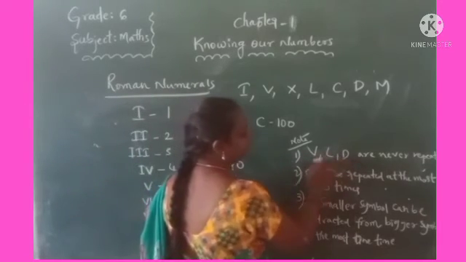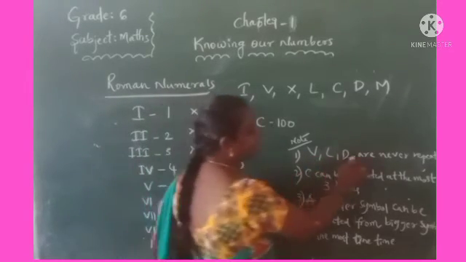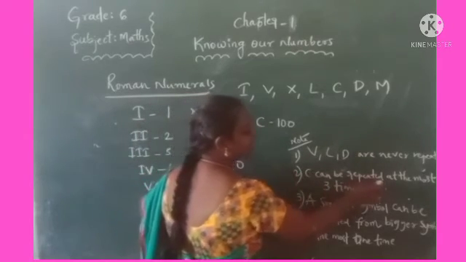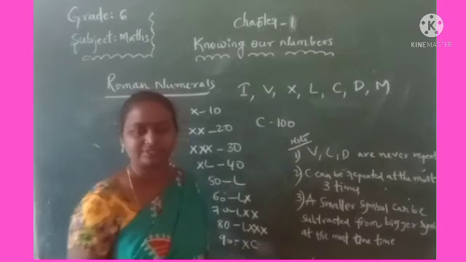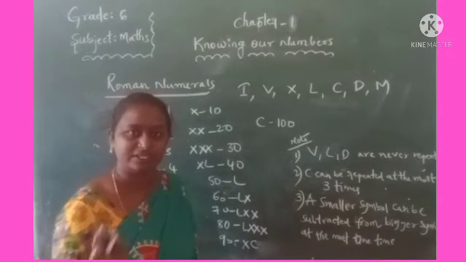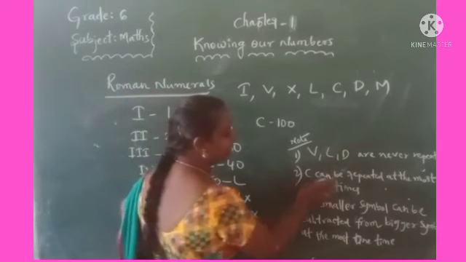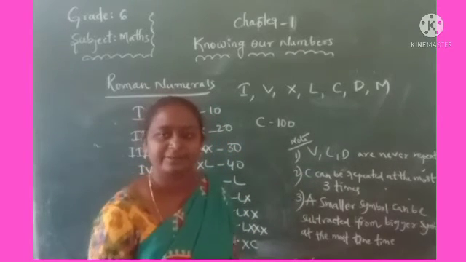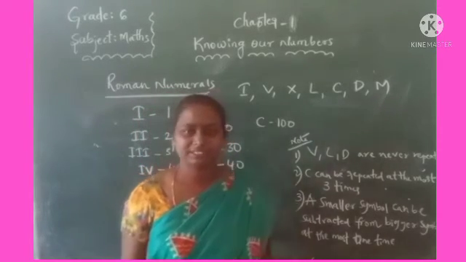V and D, these Roman numerals are never repeated. And C can be repeated at the most 3 times, not more than 3. 3 times only the C can be repeated. And the third one, the smaller symbol can be subtracted from the larger symbol.